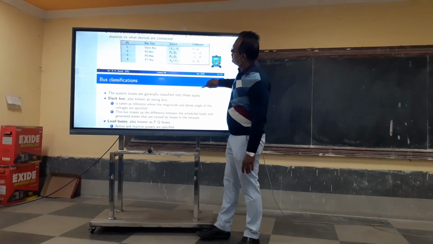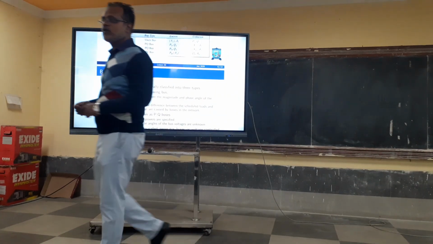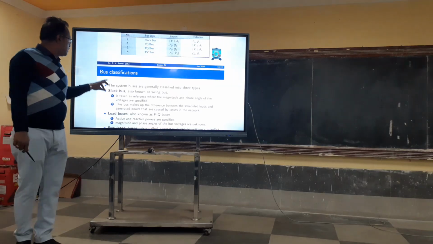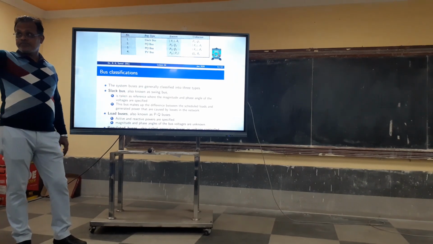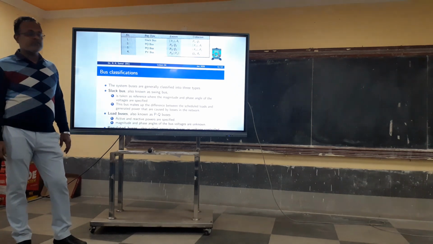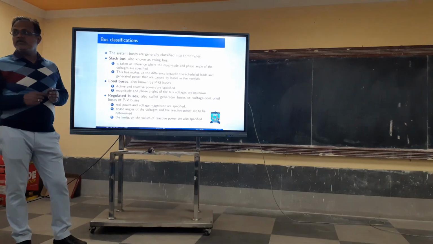So, summarizing bus classification, we'll summarize now what we discussed. System buses are generally classified into 3 types. One is the slack bus or the swing bus. It is known as the slack bus.